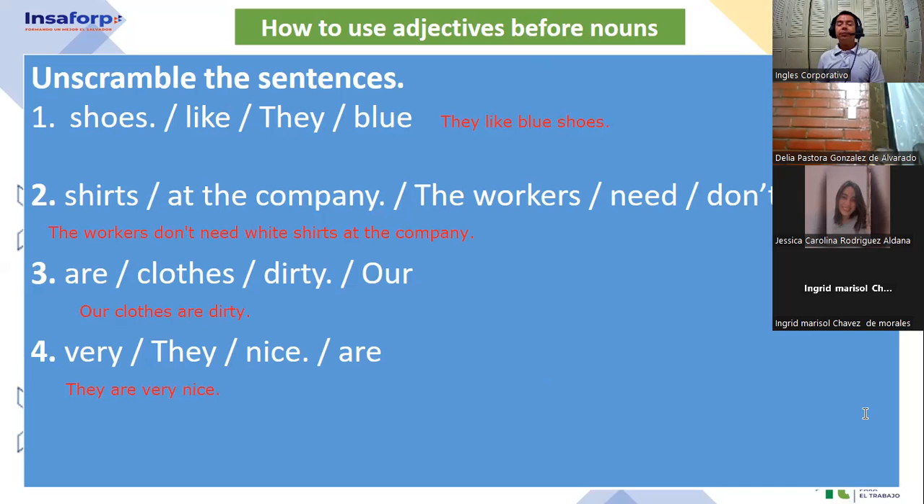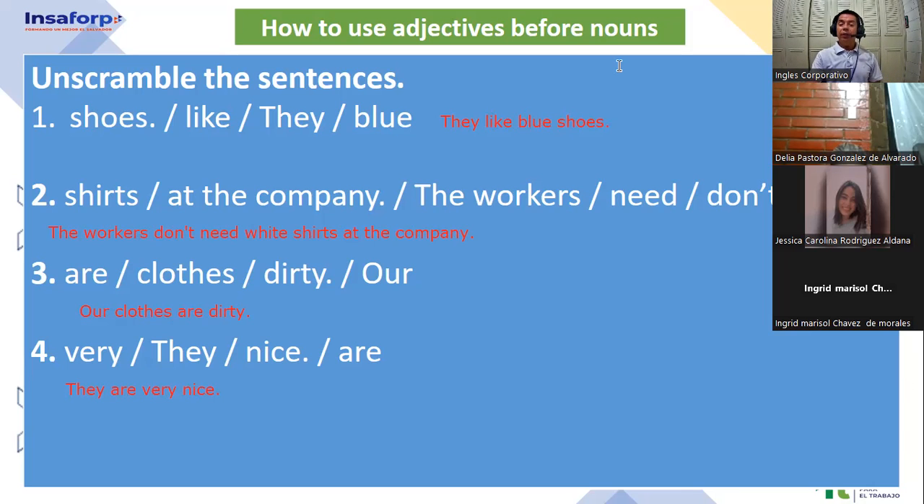They like blue shoes. The workers don't need white shirts of the company. Our clothes are dirty. They are very nice. Thank you very much. Okay.